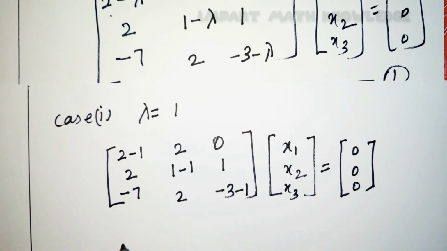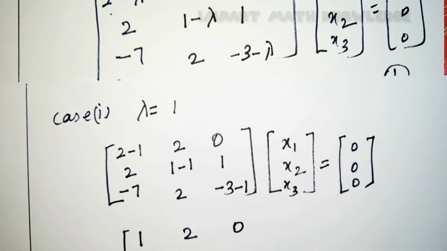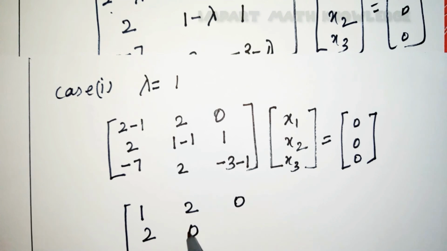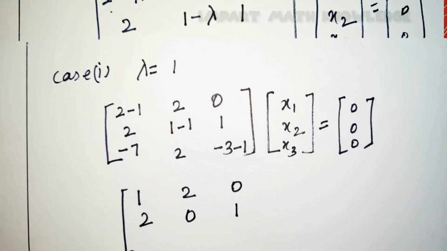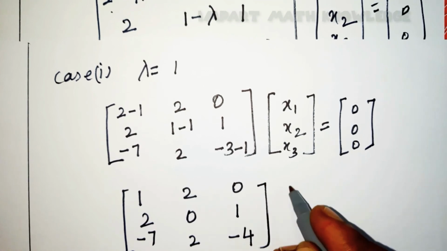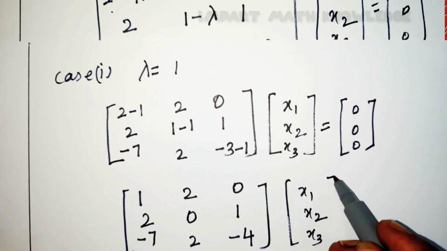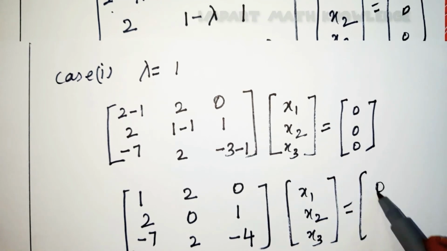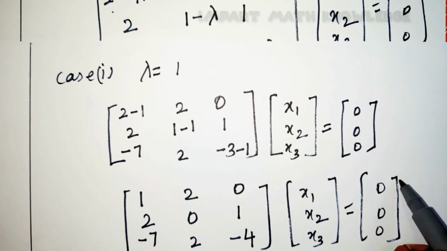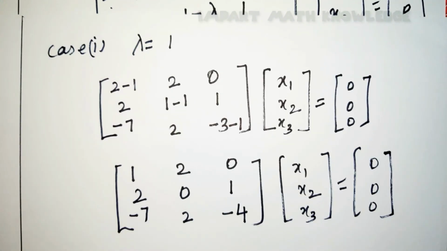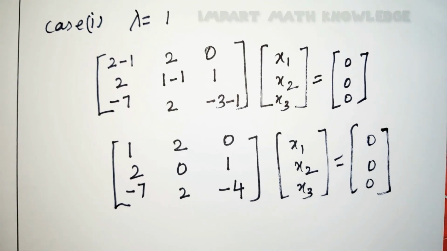Now this can be written as [2 minus 1 is 1, 2, 0; 2, 1 minus 1 is 0, 1; -7, 2, -4] times [x1, x2, x3] equal to [0, 0, 0]. We have to find the eigenvector for lambda equal to 1. So for that you have to use the simple rule.